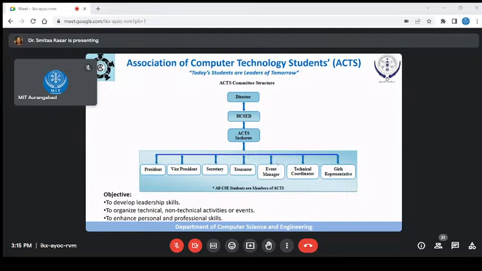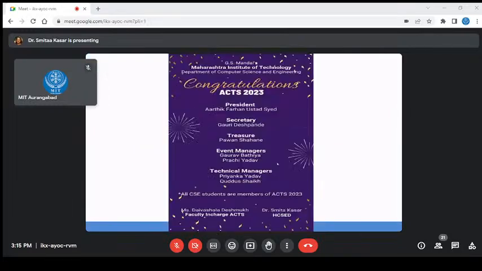Every year, we elect some posts of this association. These are selected from the third year and final year classes. So we have a president, vice president, treasurer, and many other posts. Depending on this, every year some changes could be made for the posts. And this is how we have a committee. So this is this year's ACTS Committee.